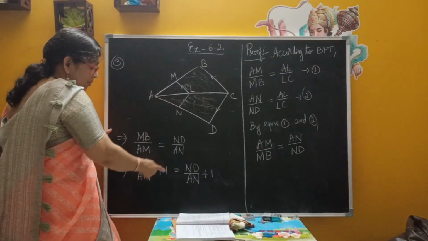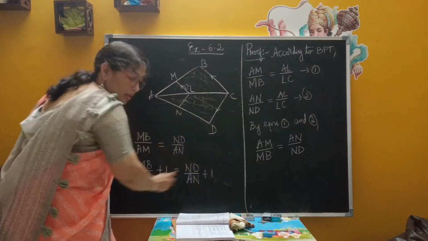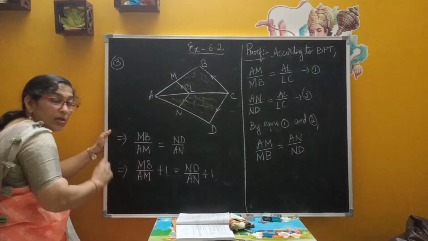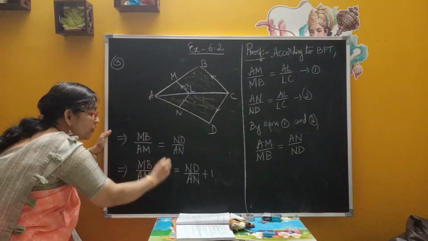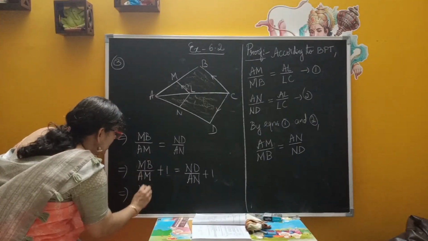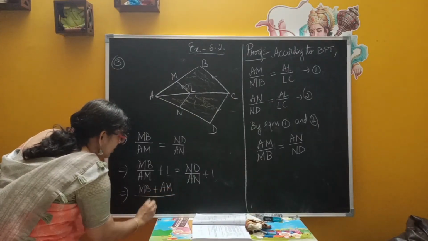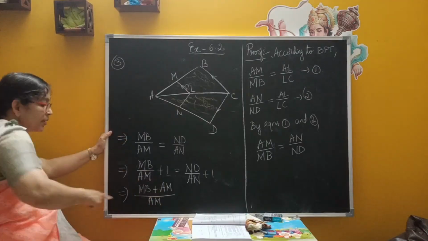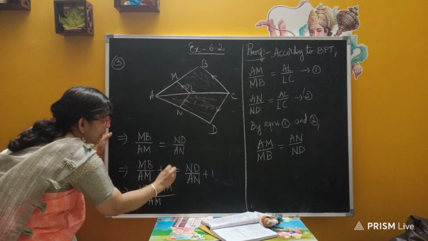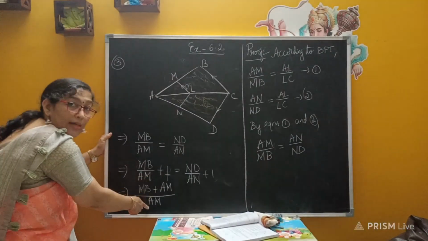So what to do now? Take the LCM for AM. Here 1 means 1 by 1. When we take the LCM and add, what do we get? So here AM is the common denominator, the LCM. So AM has to be multiplied to 1 by 1, isn't it? So it is equal to MB plus AM by AM. So this is MB plus AM. This is 1 by 1. I multiplied both numerator and denominator by AM, to get the common denominator as AM.